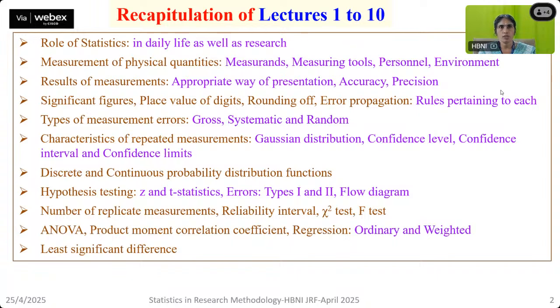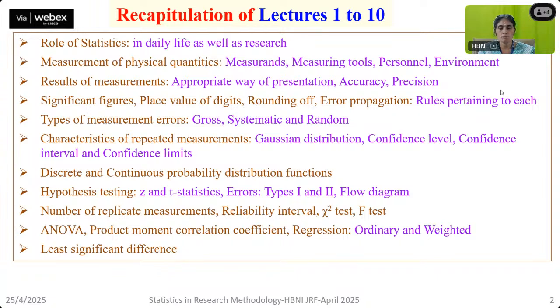In order to understand the characteristics of repeated measurements or random errors, we have understood the properties of Gaussian distribution function, mathematical expression, and the associated statistics, namely mean and standard deviation and variance. Then the confidence level, confidence interval, and confidence limits. Then the discrete and continuous probability distribution functions.